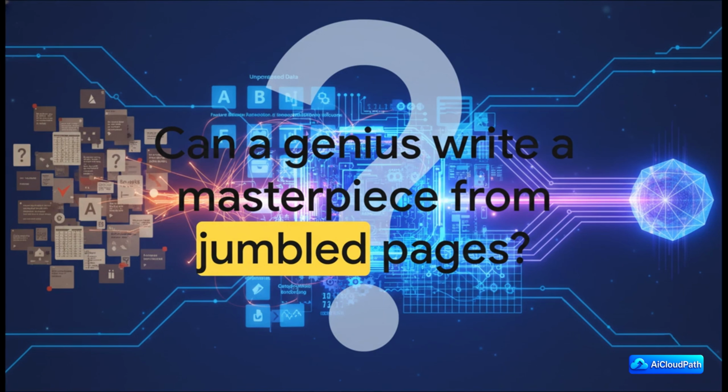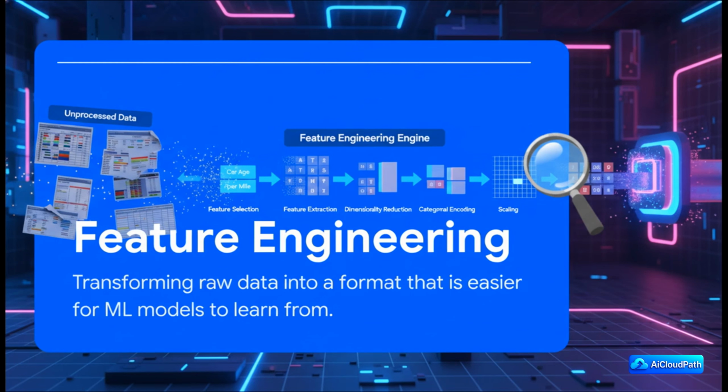So think about this for a second. Let's say you have a genius, the smartest person in the world, but you hand them a library full of jumbled, torn-up pages. Could they write a masterpiece? I mean, maybe, but it's not likely, right? You're setting them up for failure. And it's the exact same thing with a powerful machine learning model. And that is where feature engineering comes in.